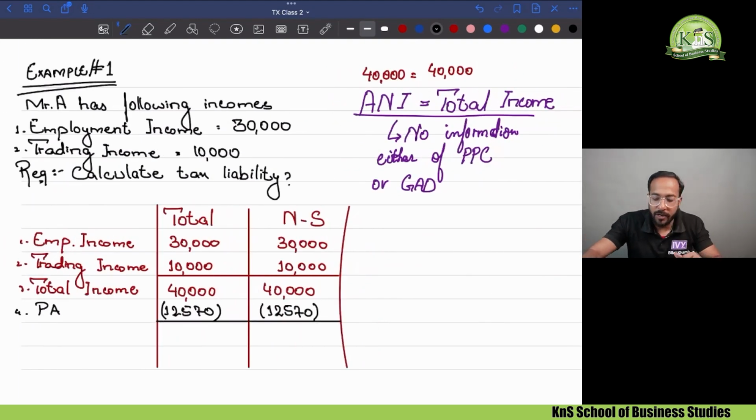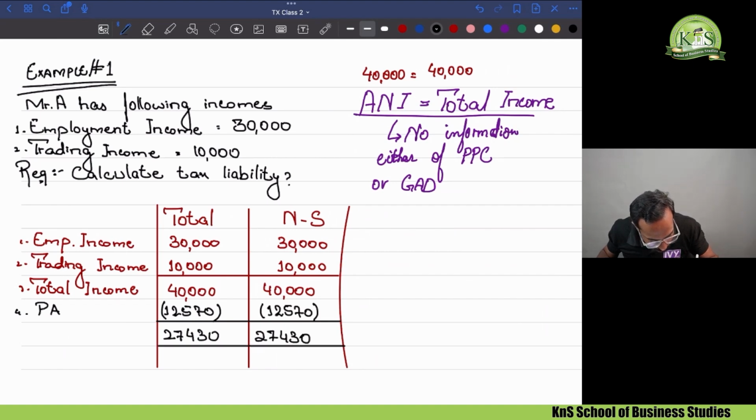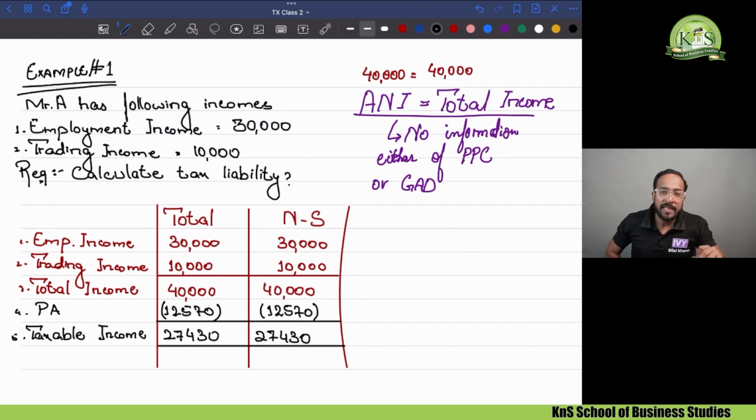Now you get your taxable income. 40,000 less 12,570 is 27,430. That is your taxable income. What is the status of Mr. A? The status of Mr. A is basic rate taxpayer.